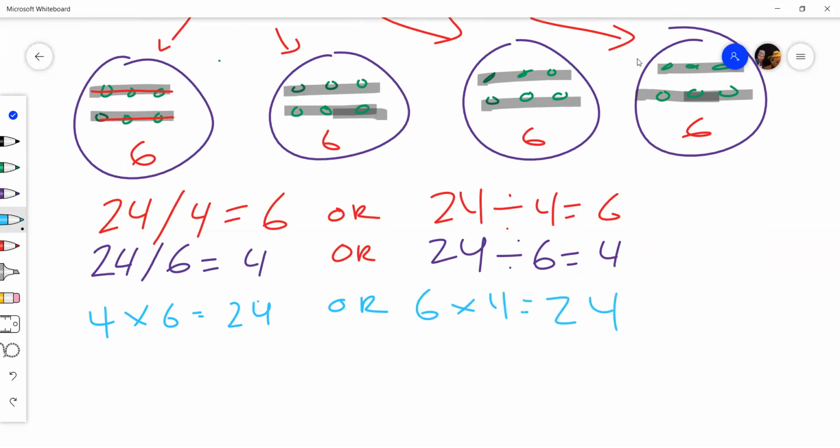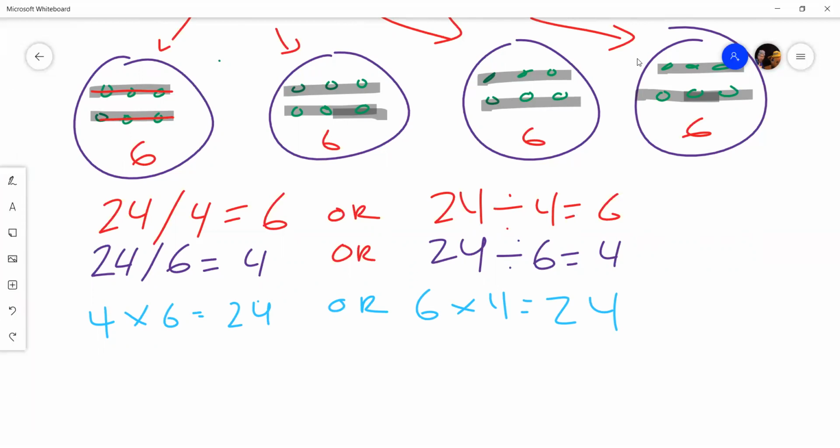So again, this is that cool thing about understanding the relationship between multiplication and division. If I can solve one of them, I actually know them all. If I take 24 and divide it by 4 and I get 6, I now know all these other facts. I know that 24 divided by 6 equals 4. I know 4 times 6 equals 24. I know 6 times 4 equals 24, and so on.